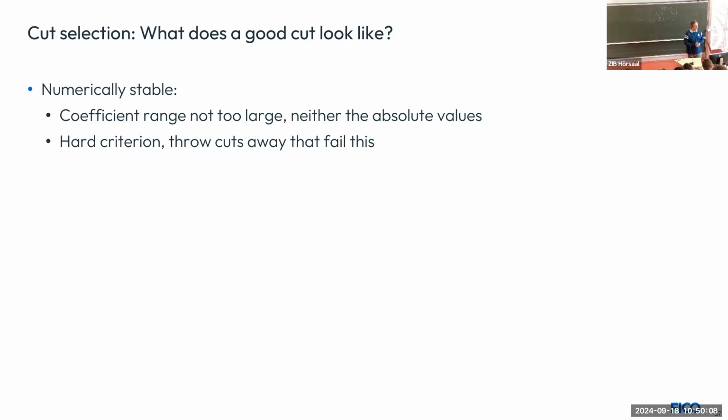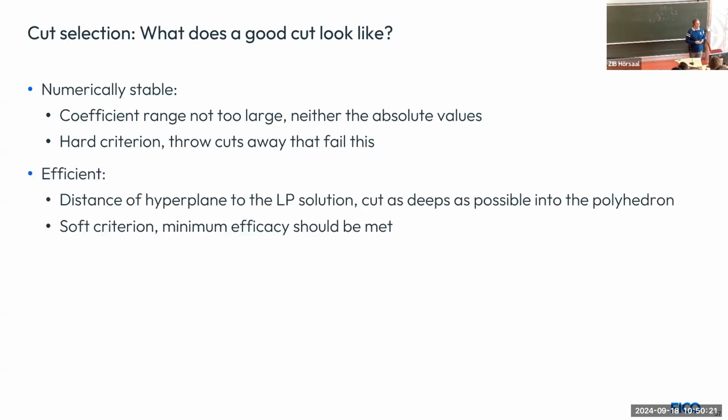Well, it should be numerically stable, please. So not a too large coefficient range. This is a problem that Gomory cuts often suffer from. And this is one of those filtering criteria that I mentioned. You will throw away cuts that violate it. It should be efficient or efficacious, the distance that we saw earlier. I will have some pictures in 2 slides. So it should cut off a really large chunk of the polyhedron in a visual way.